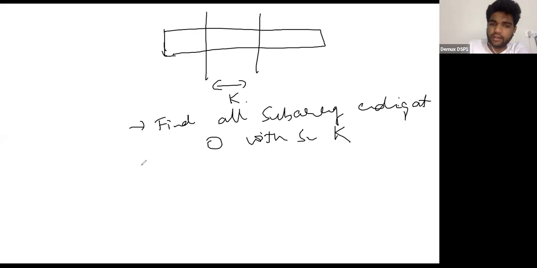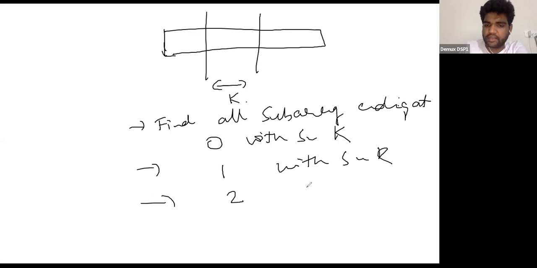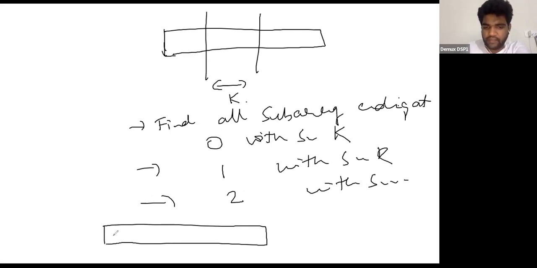Then I will find all subarrays ending at 1 with some k. Find all subarrays ending at 2 with some k. This is what I will be doing. Okay. Now let's talk about how I will find, for a given I, which means ending at, let's say, this is I, all subarrays with some k ending at I.